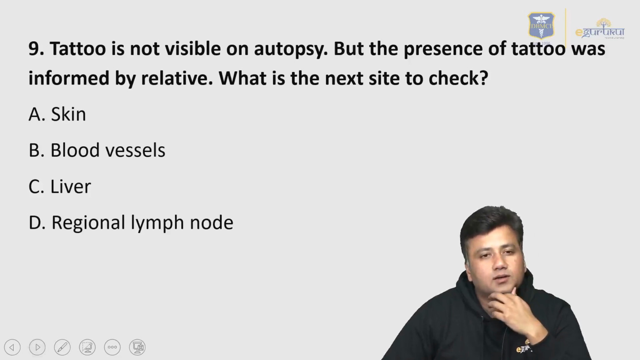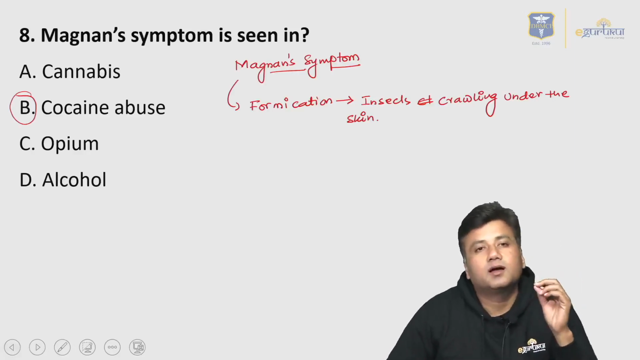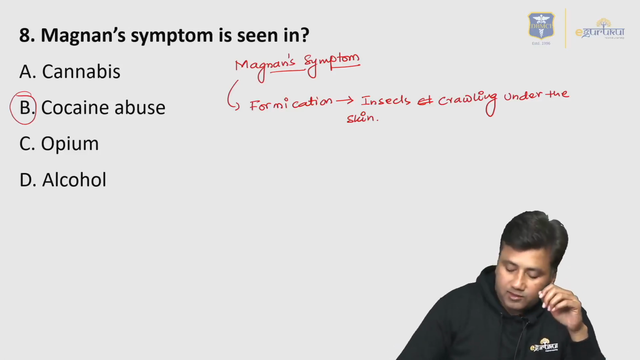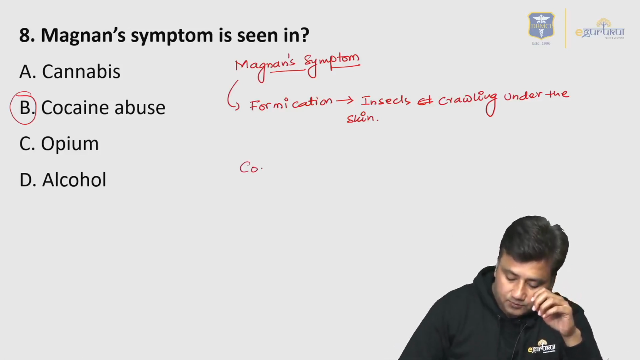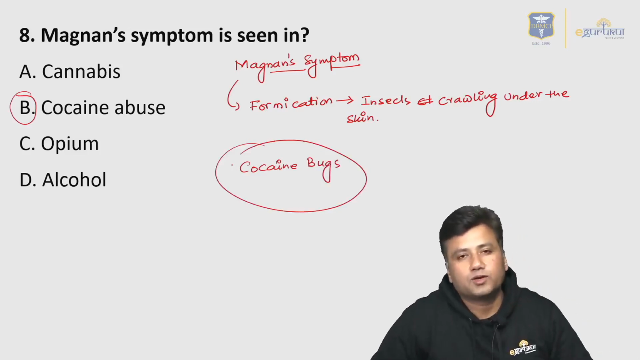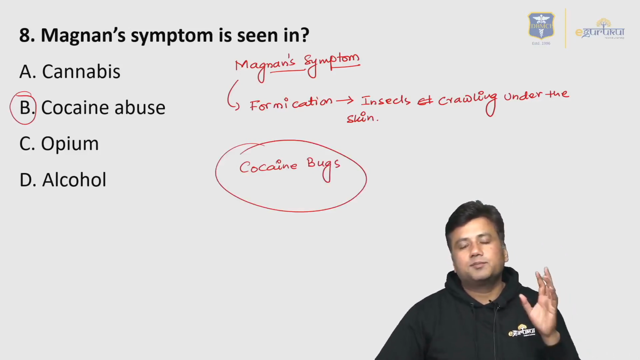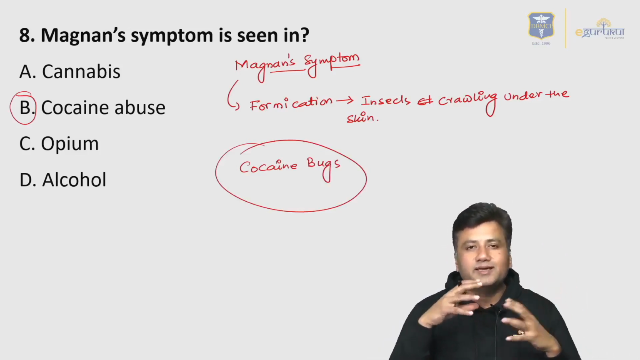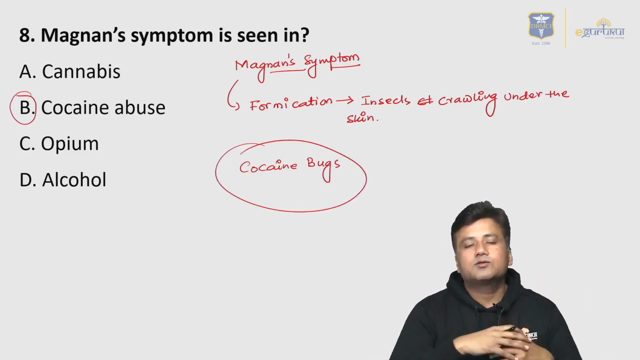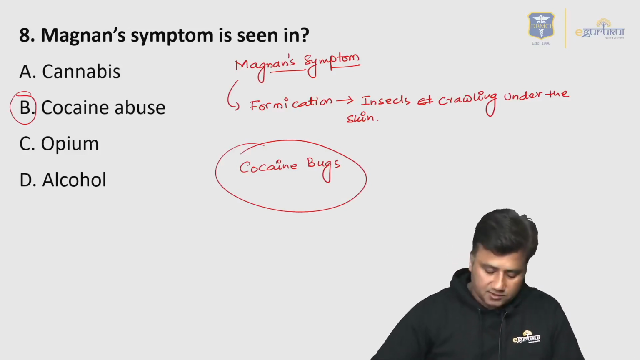Coming back, one more thing to question number 8, that they are also called cocaine bugs. Okay, because as I just said, they are symptoms of the patient complaining that there are certain insects crawling under the skin. So they are often referred to as cocaine bugs also. That's Magnan symptoms.